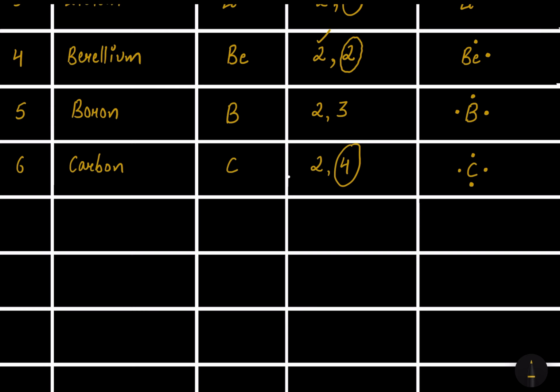Now let's talk about atomic number 7. It's nitrogen.